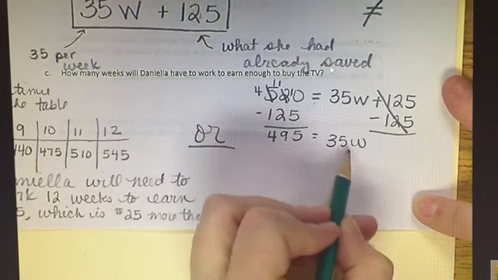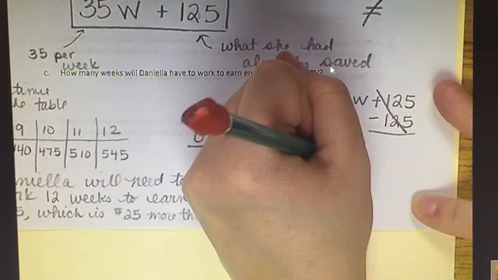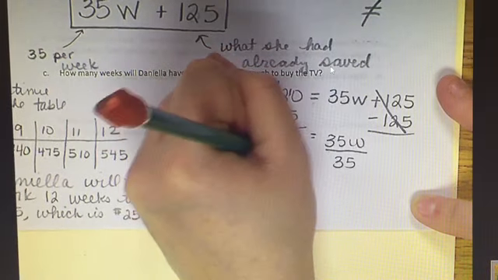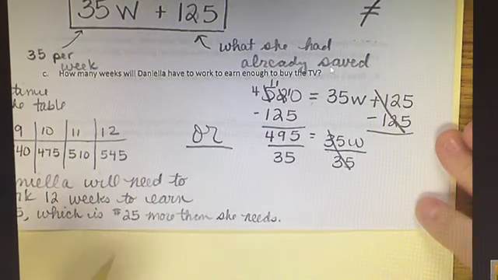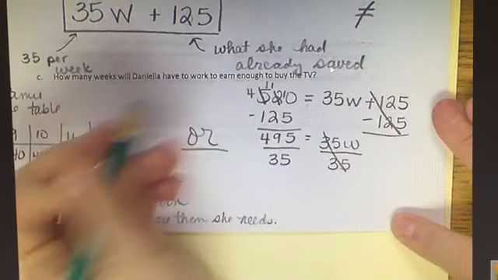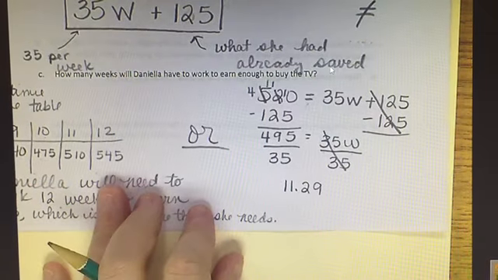Okay, and then we want to get W by itself. So this is being multiplied. So then we divide by 35, and we divide by 35. Those would cancel. Okay, and then if I did my division work, it's around 11 and 29 hundredths.